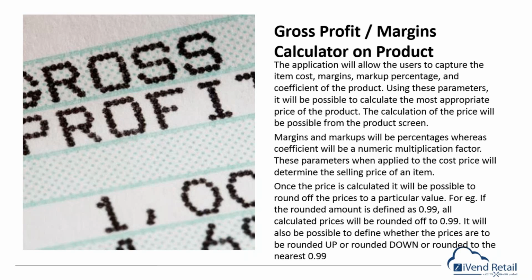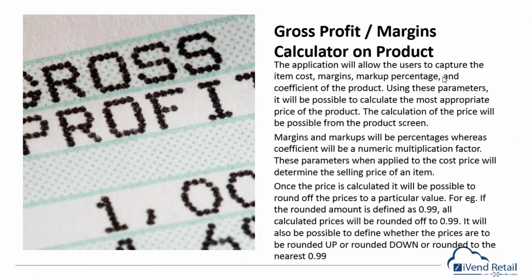Just giving you an example, the price is calculated, and it will be possible to round off the prices to a particular value. For example, as we have given here, if the rounded amount is defined as 0.99, all calculated prices will be rounded off to 0.99. It will also be possible to define whether the prices are to be rounded up, rounded down, or to the nearest. It is one of the important features, I must say, as far as gross profit and margin is concerned. So I'll quickly move to the application set, and show you where we define these percentages and how it affects.